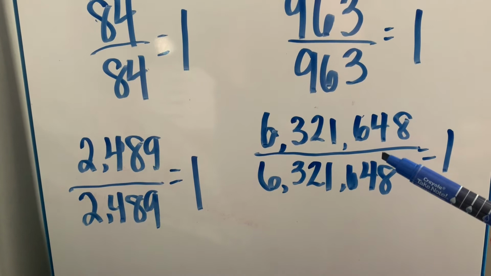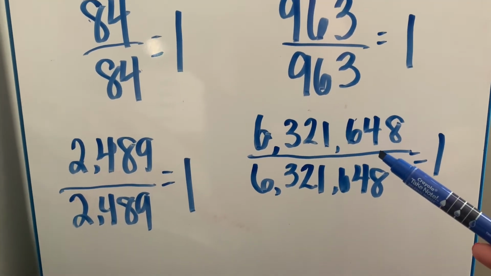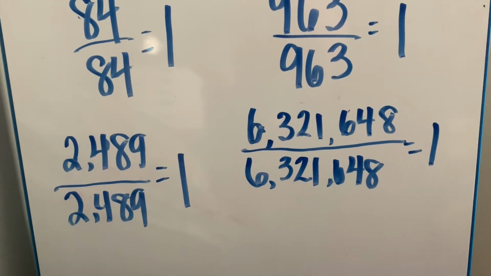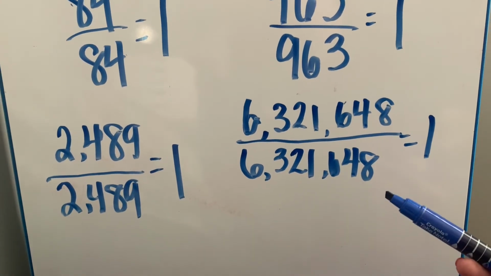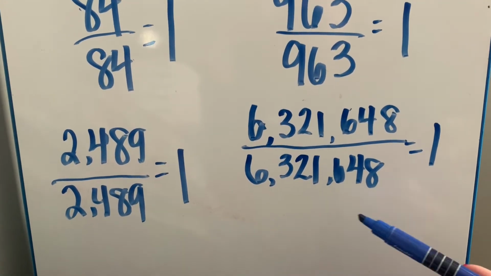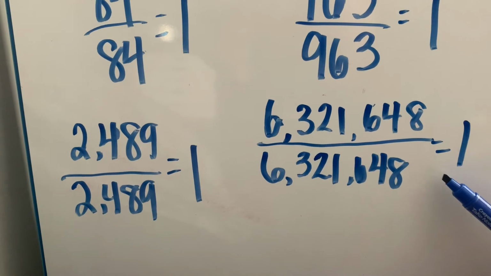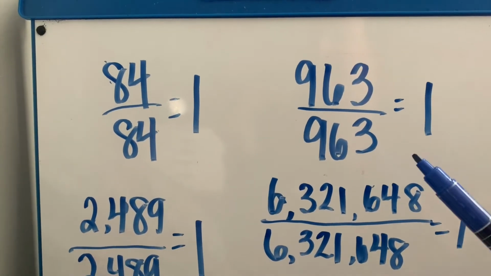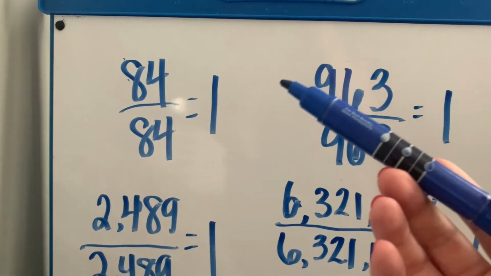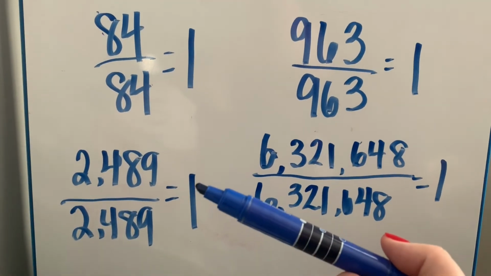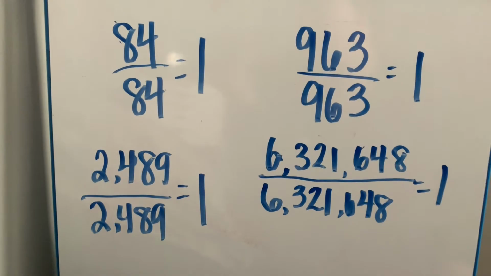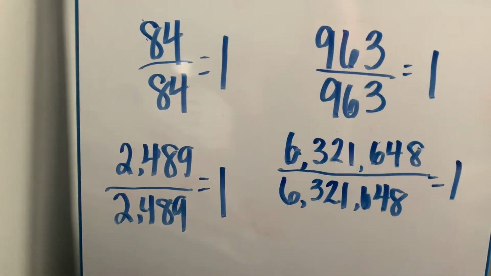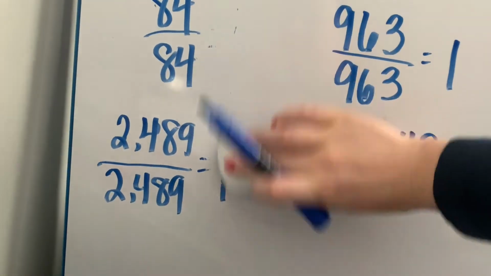So over here, I have 6,321,648 over 6,321,648. My numerator is the same as my denominator, and they equal 1 whole. 963 over 963. 84 over 84, and 2,489 over 2,489.